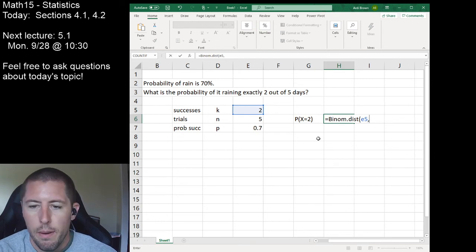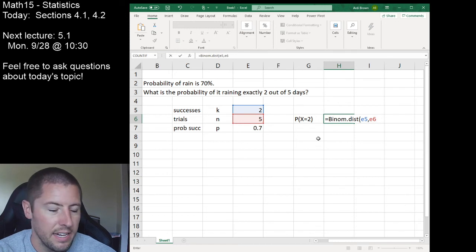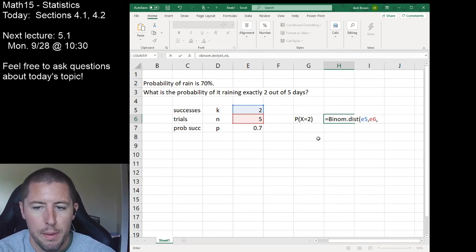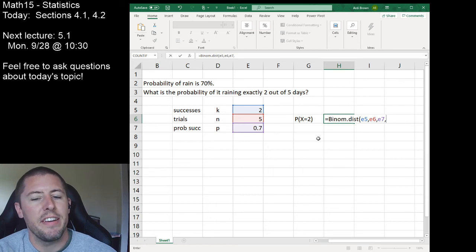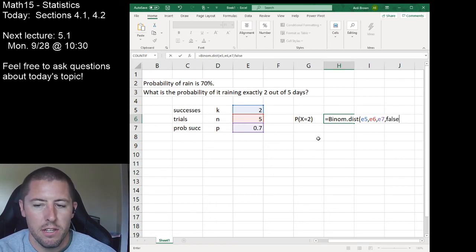Comma, I now want my number of trials. I've got that in E6. It's highlighting it in red for me now. Comma, it's telling me now I want the probability of success. I'm holding that information in E7. And finally, it wants to know if this is a cumulative probability. Is this like an up to sort of situation? And the answer is no. We only want to know the probability that we're going to have exactly 2 days out of 5 of rain. So I'm going to say false, which is really sort of my way of saying no.